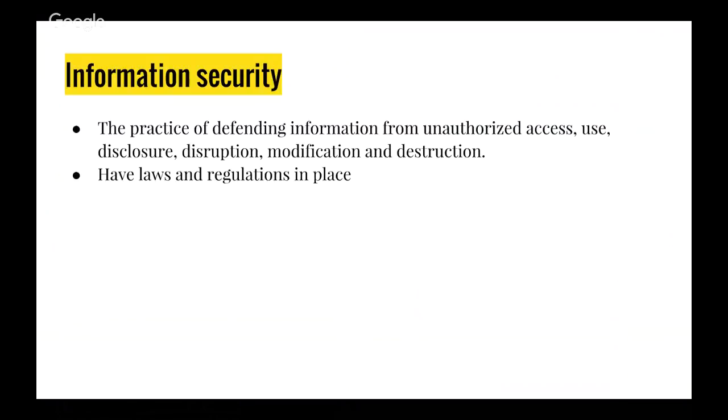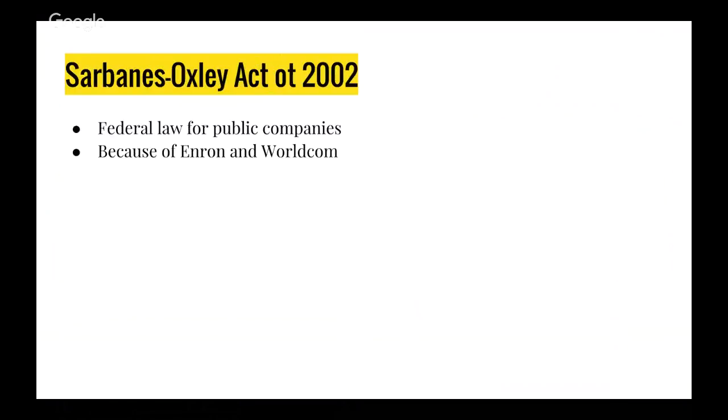Since the beginning of time, many people have been stealing information from each other. With that being said, there are many laws and regulations in place. So across the world, there are laws and regulations. The first one I'd like to talk about is the Sarbanes-Oxley Act of 2002, which is the federal law that set new or expanded requirements for all U.S. public company boards, management, and public accounting firms.